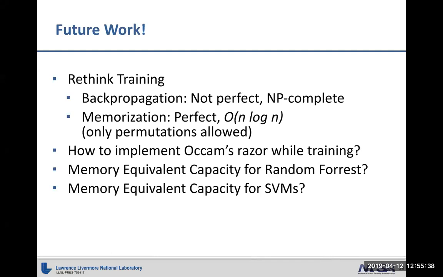There is, however, a bunch of future work that I also want to find out. So first thing, right now, is really rethinking training. Really, NP complete, and we don't get to 100% accuracy? Come on. So when I think about memorization, I think about the fact that all that is allowed for something else to memorize something is an isomorphism.